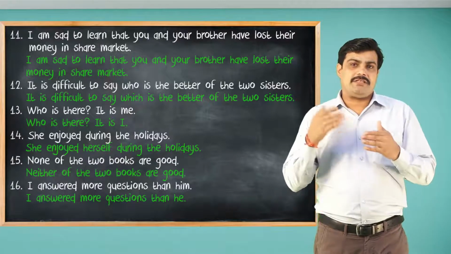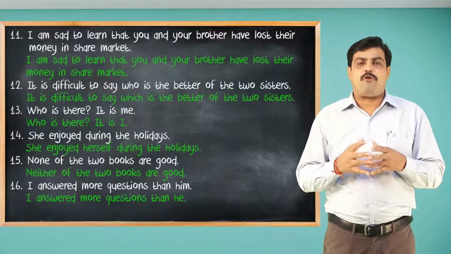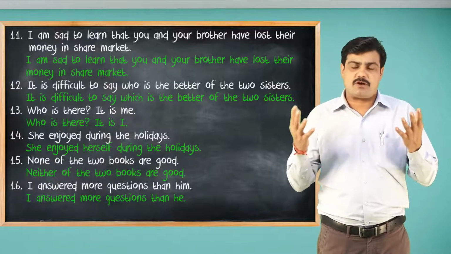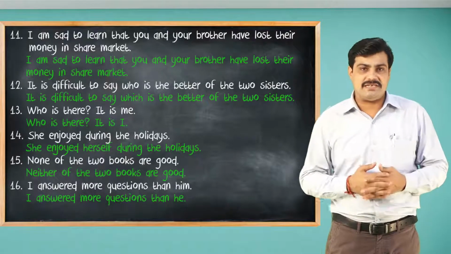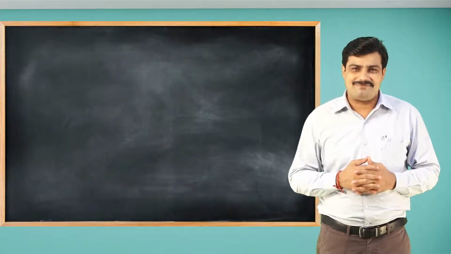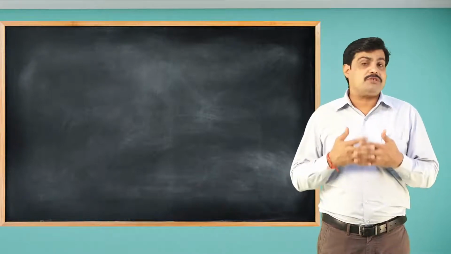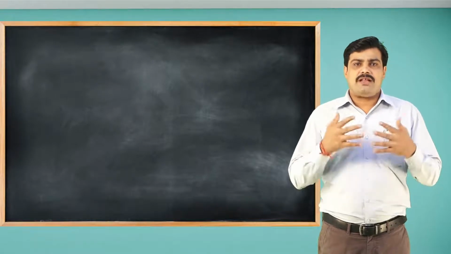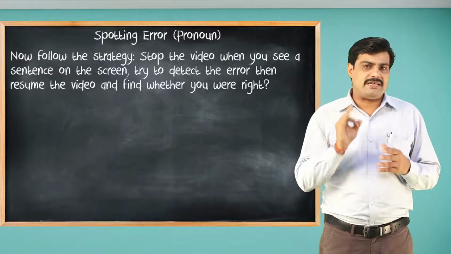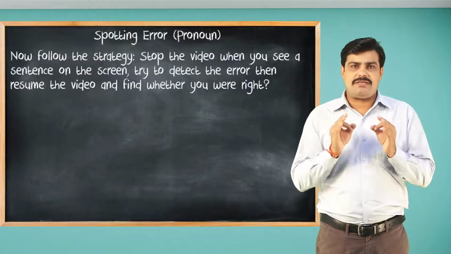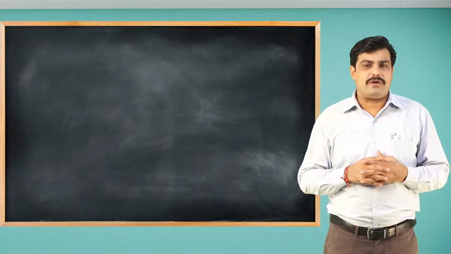Now, here are the spotting error exercises. These are questions which have already been asked in various competitive examinations. These are lengthy ones, but don't be afraid of lengthy sentences. The main thing you have already read. Now we will see the errors in these sentences, and along with the rules, we will solve them. Okay? So let us see. Now follow this strategy: stop the video when you see a sentence on the screen. Try to detect the error, then resume the video and find whether you were right.